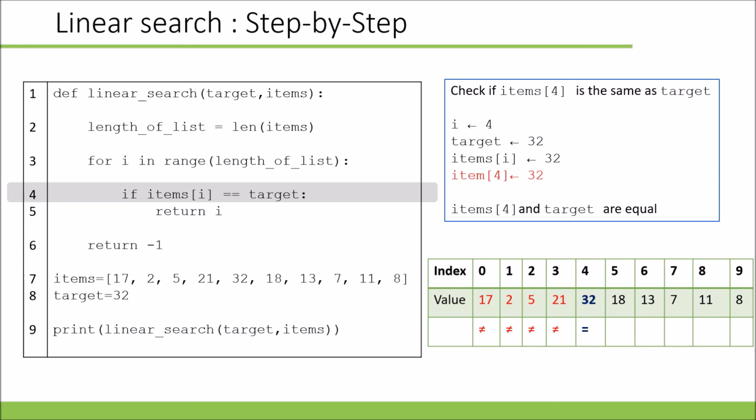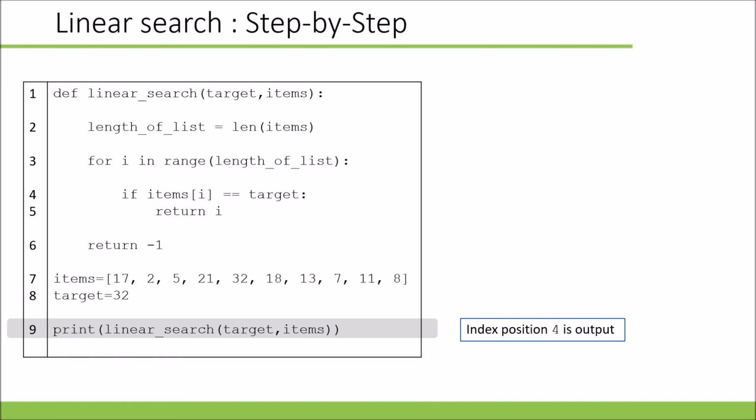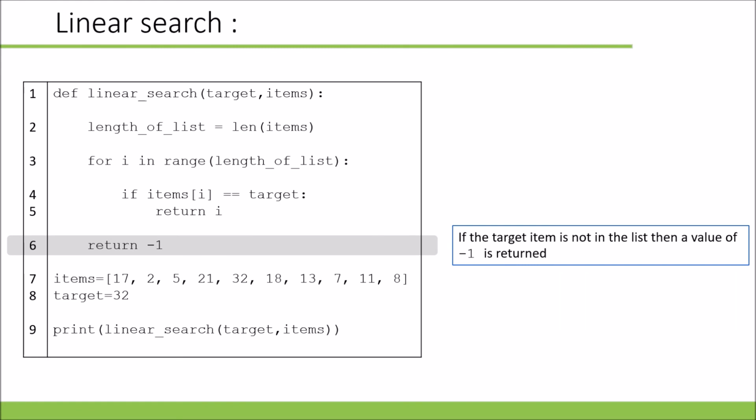Now we have found our value. The index position is returned. So the index position is 4. And then that index position is output. If the target item is not in the list, the value of -1 is returned in this case.